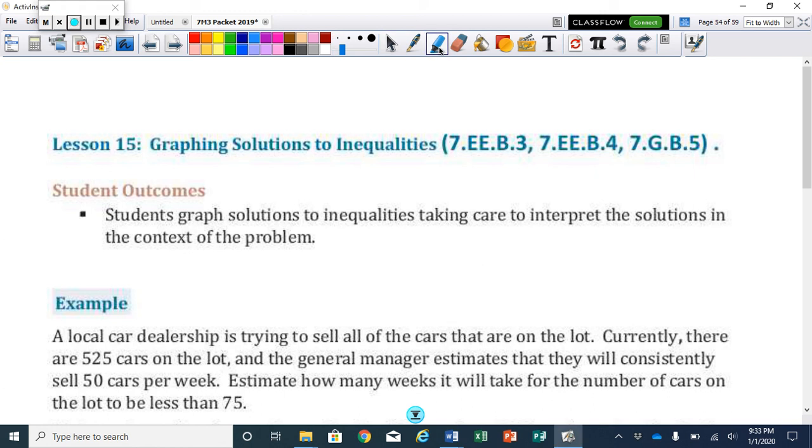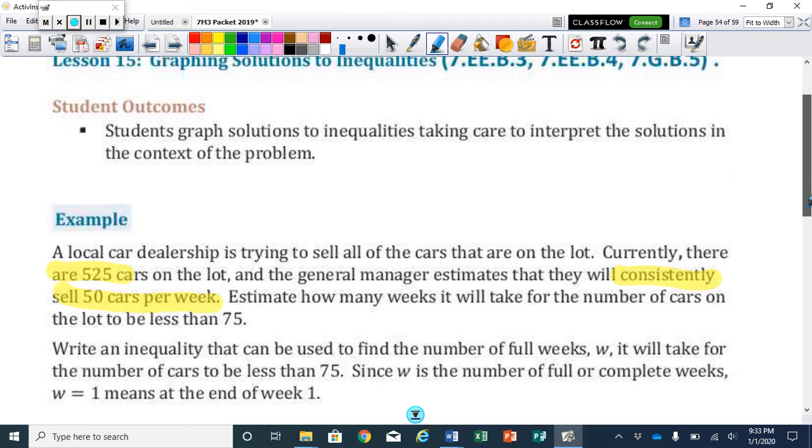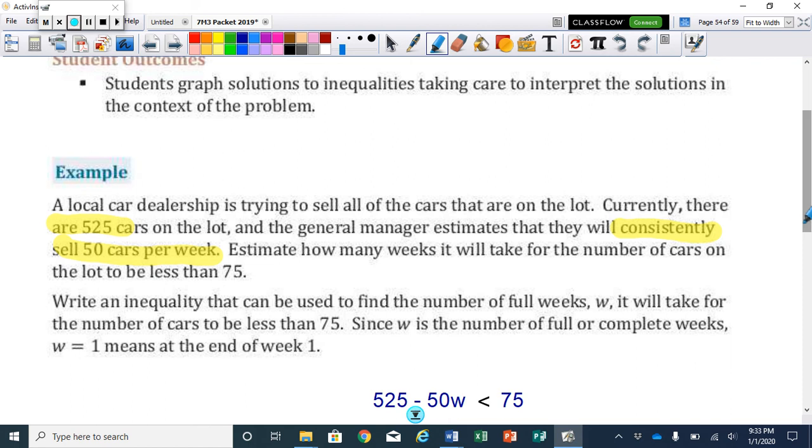A local car dealership is trying to sell all the cars on its lot. Currently, there are 525 cars on the lot, and the general manager estimates that they will consistently sell 50 cars per week. Estimate how many weeks it will take for the number of cars on the lot to be less than 75. So I need the cars on the lot to be less than 75. So 75 is going to be my biggest number. So if 75 is my biggest number, it's going to look something like that.